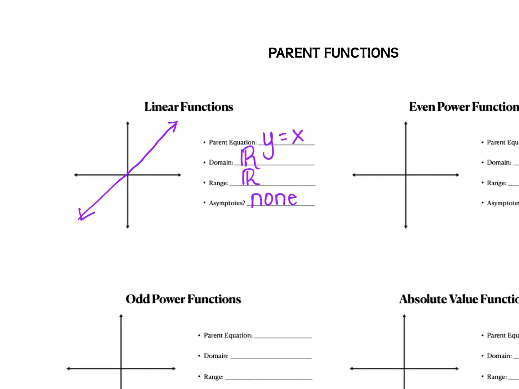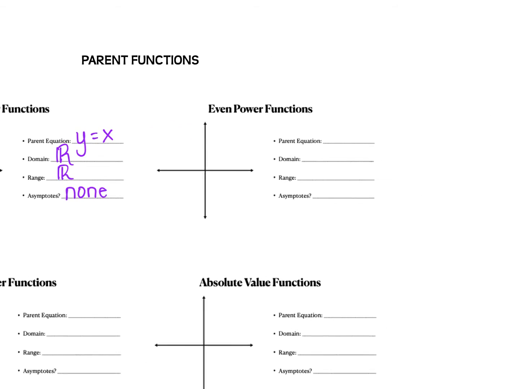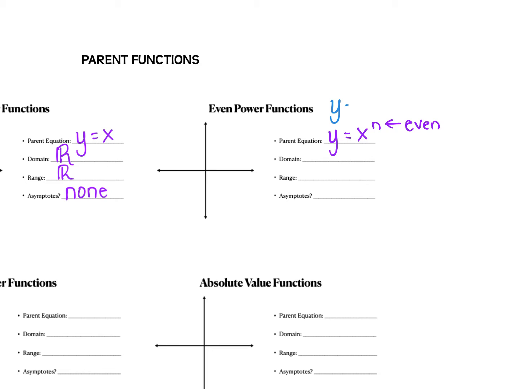Okay. Moving on to our even power functions. Really, the parent equation is y equals x to the n power, where n is an even number. But probably what you will think of most often is y equals x squared. That's your most basic even power function. And if we were to throw another even power in there, like x to the fourth or x to the sixth, it would have the same properties that we're about to talk about.